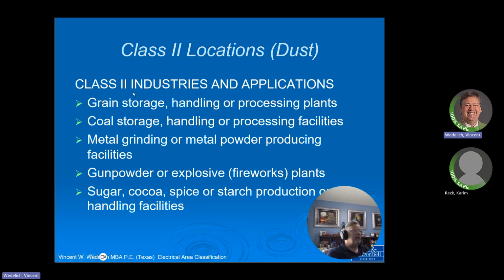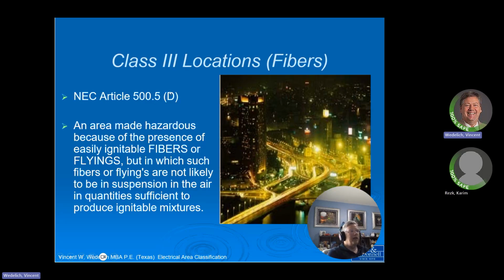So where would you see a class two industry? Grain storage, coal storage, metal grinding or metal powder producing facilities, gunpowder or explosive firework plants, sugar, cocoa, spice, and starch production, right? These are the things you might see. And then class three, fibers, right? So you have an area that's made of hazardous areas.